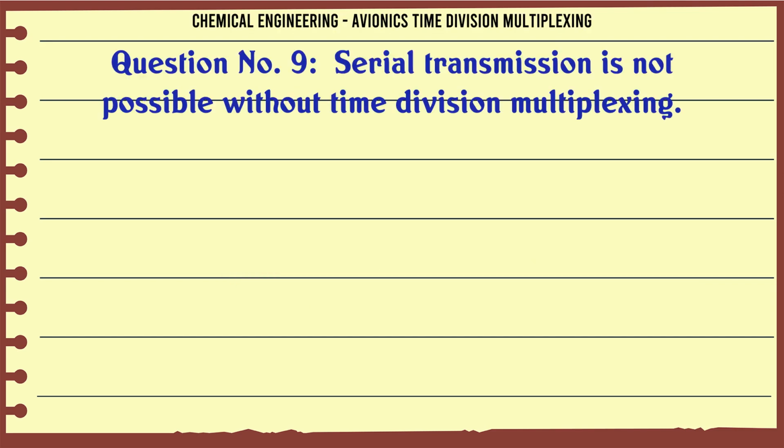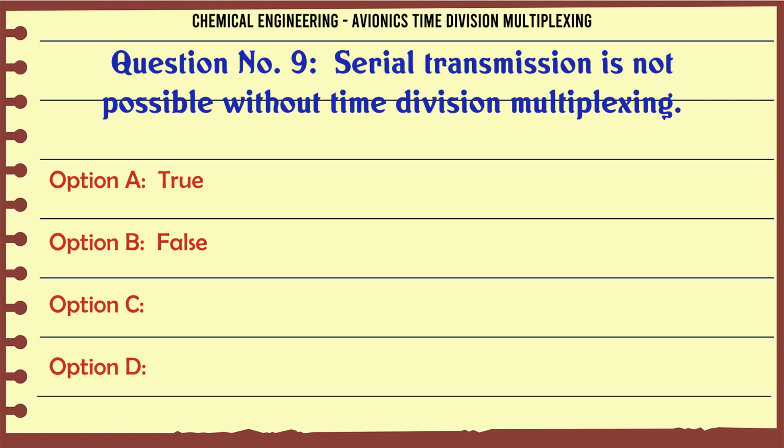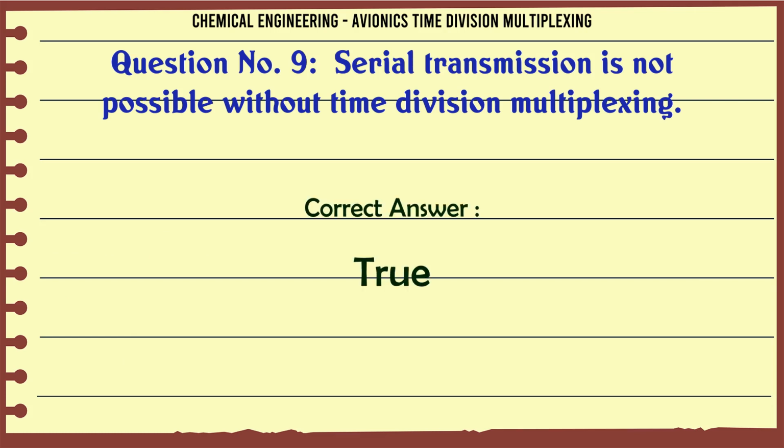Serial transmission is not possible without time division multiplexing. A. True, B. False. The correct answer is true.